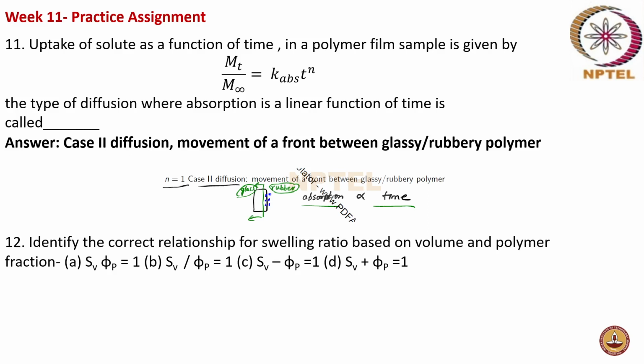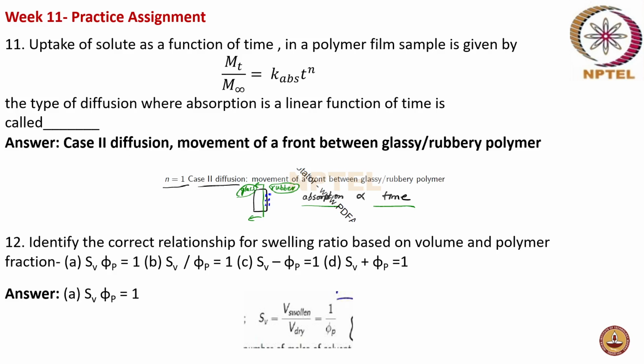The thought process of identifying the swelling ratio and the volume fraction of polymer is right, but your answer is wrong. It is actually option A. The volumetric swelling ratio multiplied by the polymer volume fraction is 1, which says that the polymer volume fraction is inversely proportional to your swelling ratio. Yes, it should be multiplied, not plus. Got it.